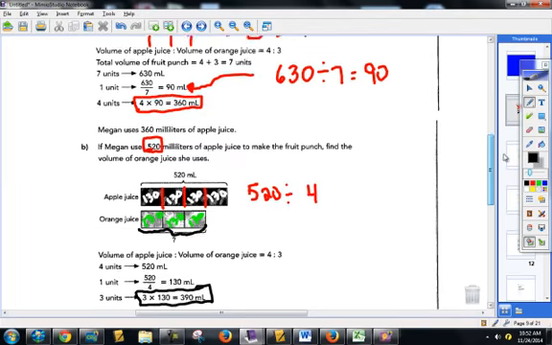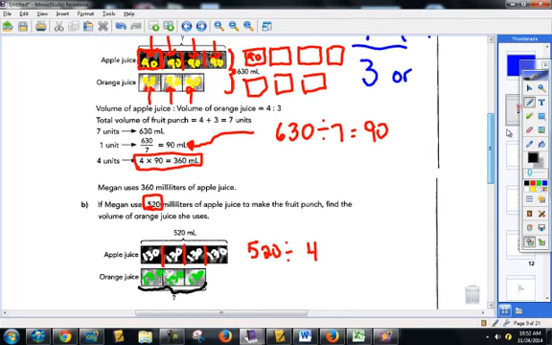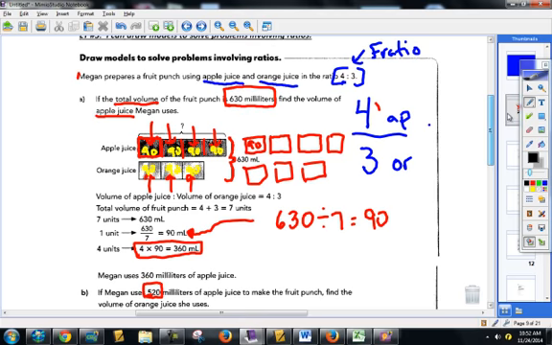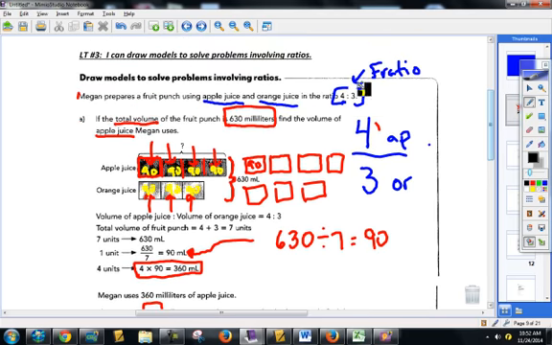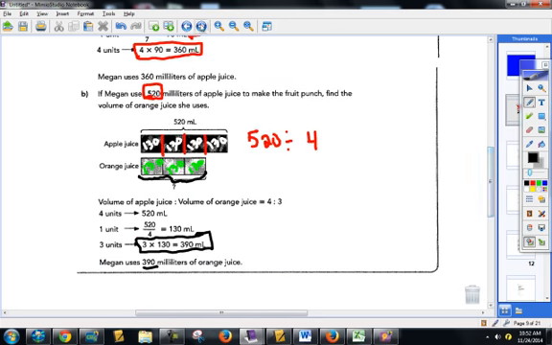Bar modeling can be challenging, even for me sometimes. And these actually make sense to me: just get your ratio, model your ratio, and then just figure out how much one of those is, and then you can figure out pretty much anything about the problem. Let's go ahead and go to the next page.